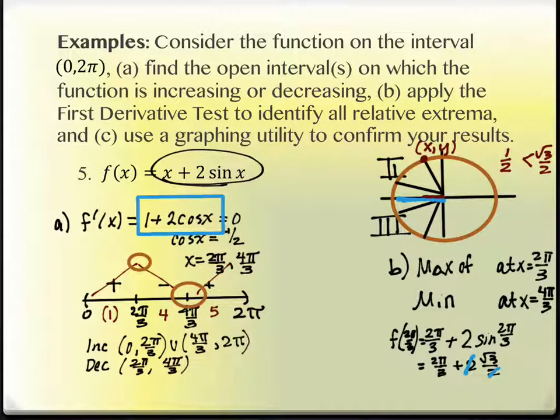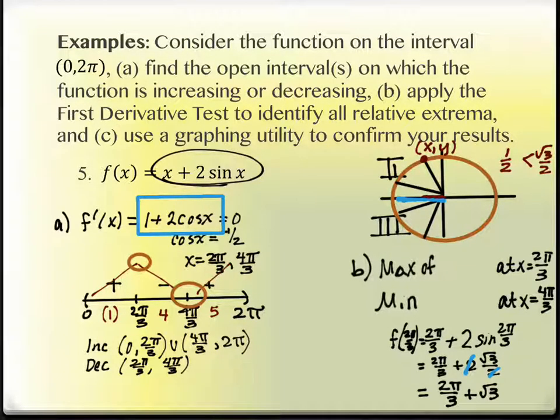So my y value, as ugly as it is, 2 pi over 3 plus square root of 3. If you want to get a common denominator, you could, but I don't know that that actually makes it any better. It's just as ugly either way. So that would be our maximum value. And then we're going to do the same thing by plugging in 4 pi over 3 to get our minimum value. So this is a maximum value of 2 pi over 3 plus square root 3.